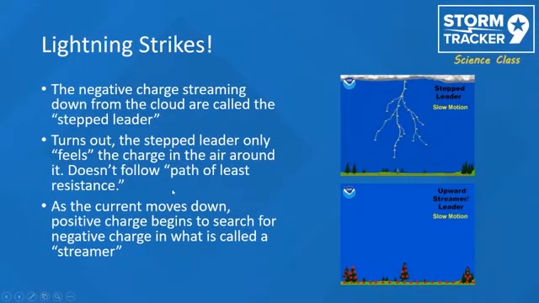And for the longest time, we thought that lightning would follow the path of least resistance. Turns out the lightning doesn't really feel that difference in charge as it's going down from the cloud to the ground per se. Instead, it just kind of feels its way through the air, snaking its way through the air. And that's why you see all those branches. It's trying to find a connection here.